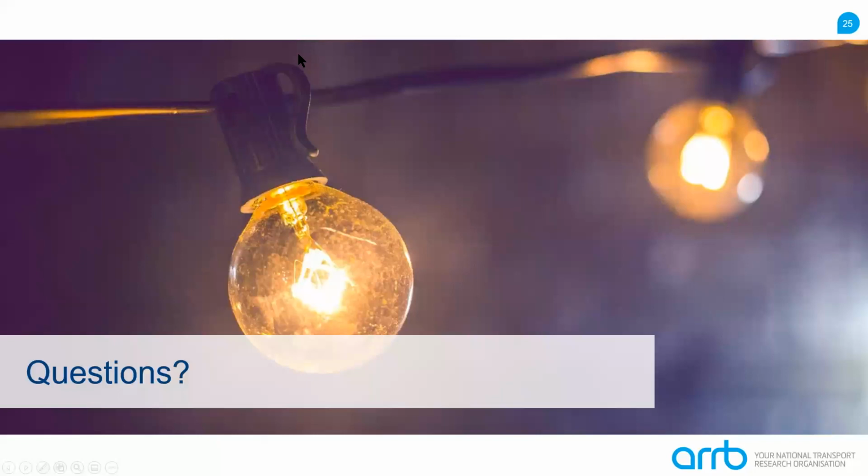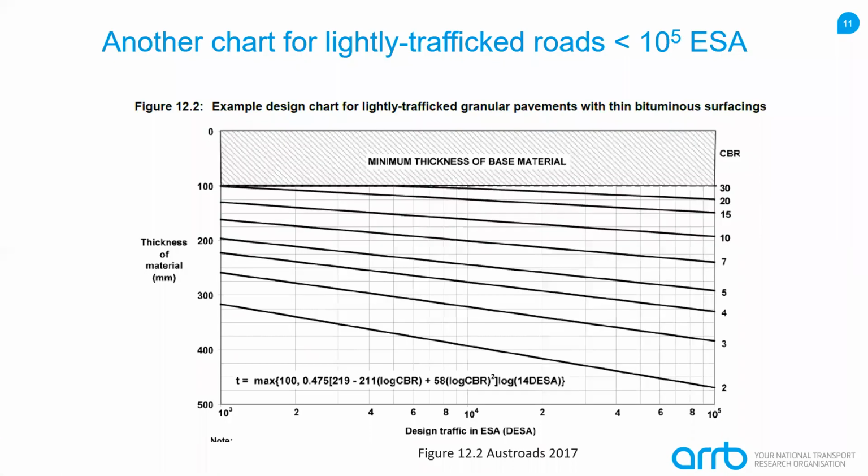A couple of questions. So question number one is on slide number 11. Could you please briefly explain how this empirical chart has been developed from the heavily trafficked pavement to the lightly trafficked one? Why is it different? And how was it developed?